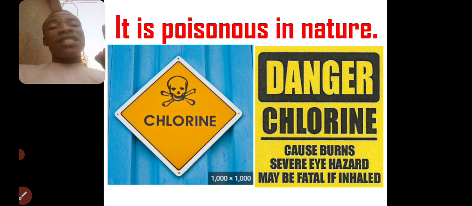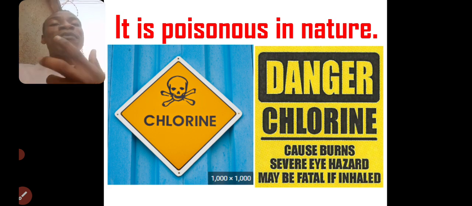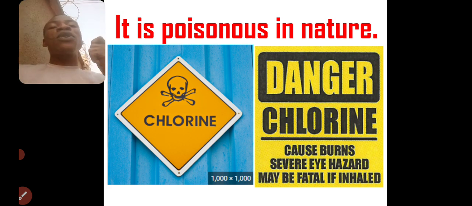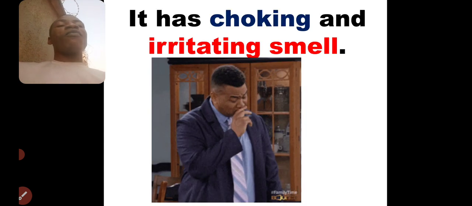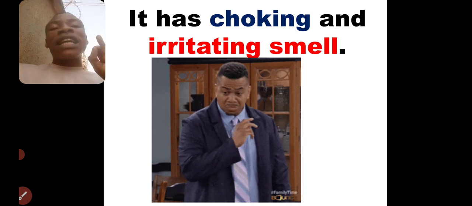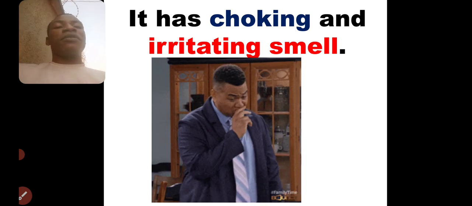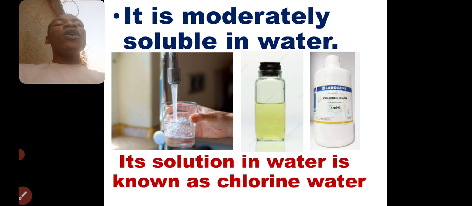Chlorine is poisonous in nature. It is not to be swallowed or to be inhaled. So when you are preparing chlorine gas in the laboratory, or any poisonous gas whatsoever, you have to wear your gas mask, or if you don't have access to gas masks, you perform the experiment in a fume cupboard. Chlorine gas has a choking and irritating smell. It is moderately soluble in water, and when it dissolves in water, it forms a solution that is known as chlorine water.